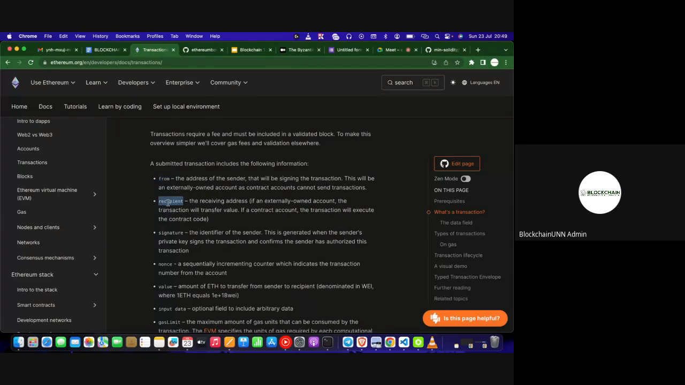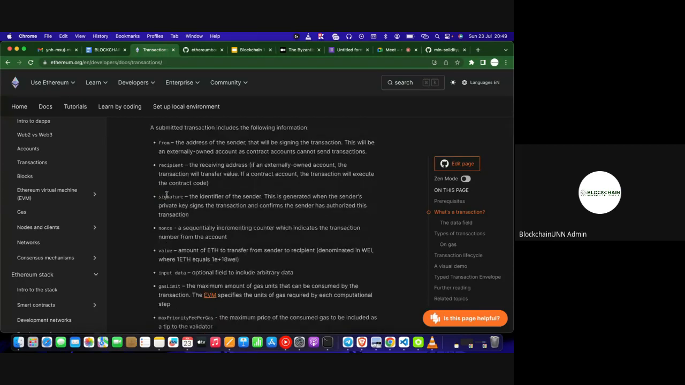Now, the recipient is basically the receiving address. If you are sending it, the recipient is basically the address that the transaction is going towards. For a smart contract, most times the recipient is going to be a null address, a zero address, an empty field. But for transfers, most times the recipient is going to be the person you want to send Ethereum to.